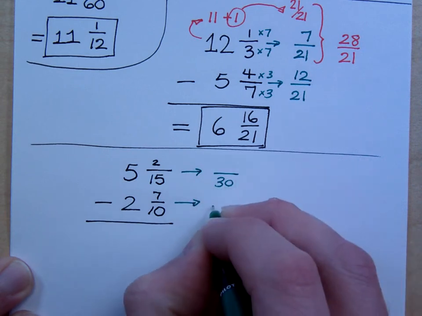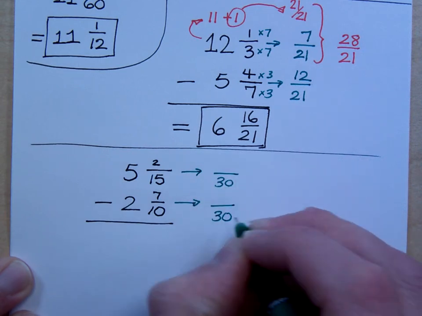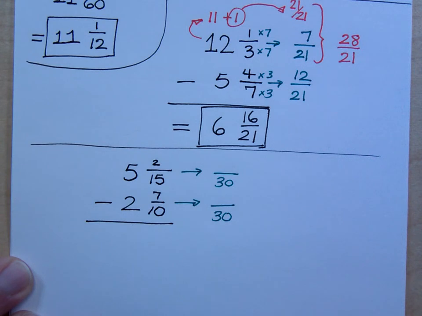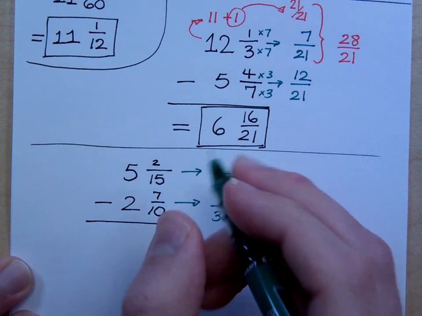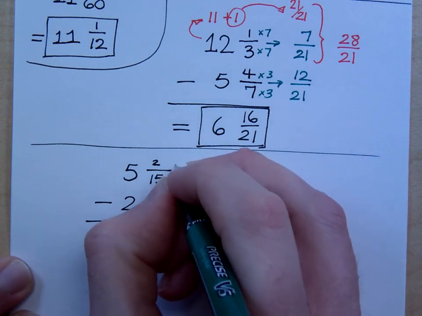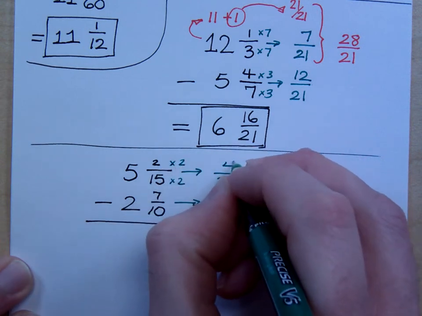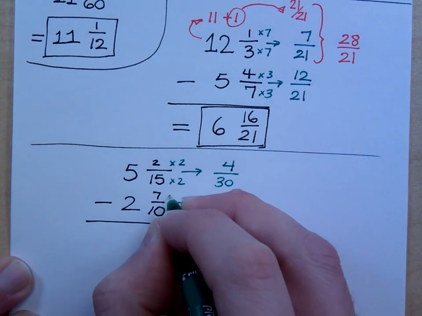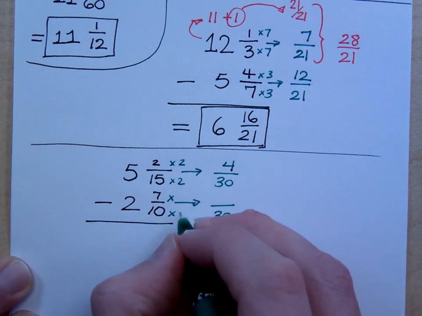I think the more of these you do, the easier you'll be able to see what the common denominator is. How do I go from a 15 to a 30? I multiply times what? By 2 over 2. So that gives me 4 over 30. And what did you multiply the 10 times? Times 3.